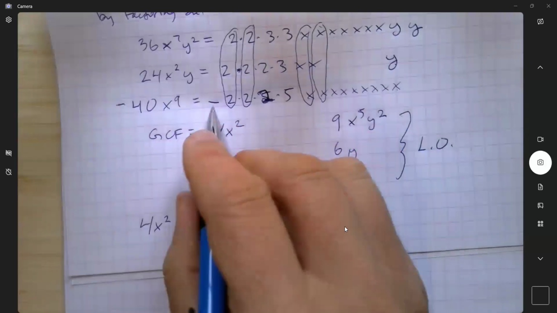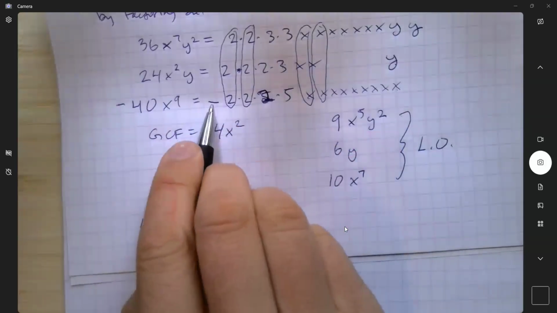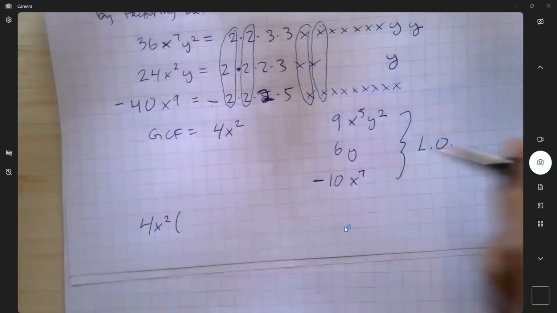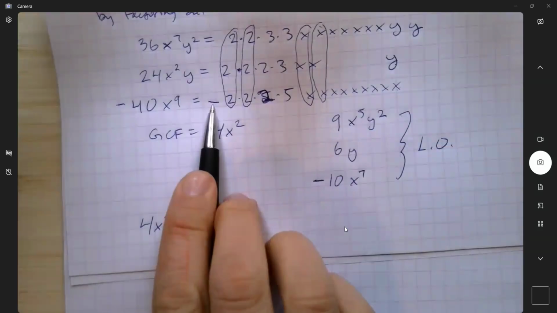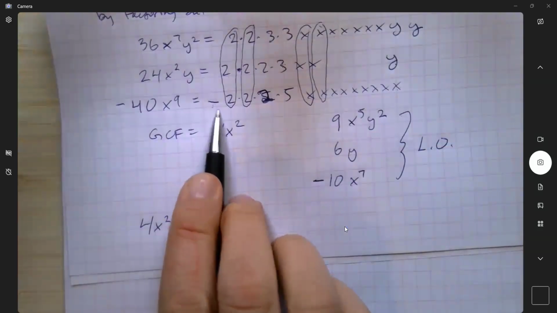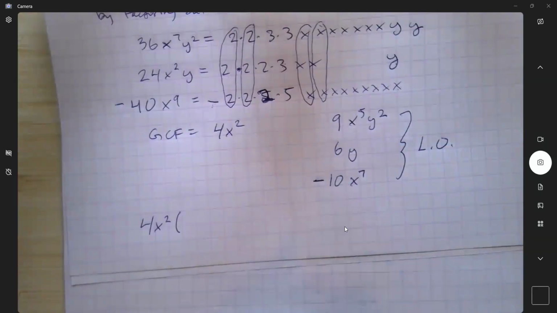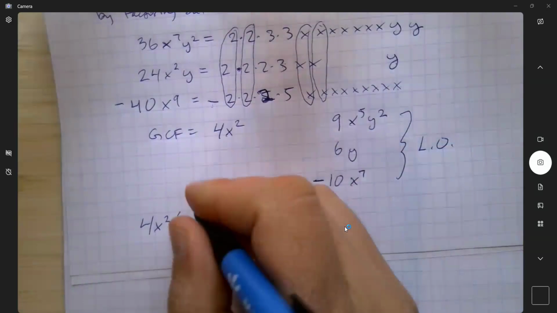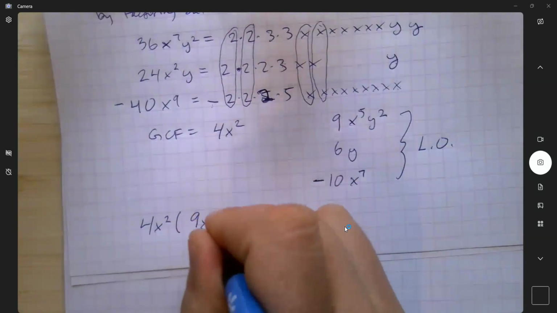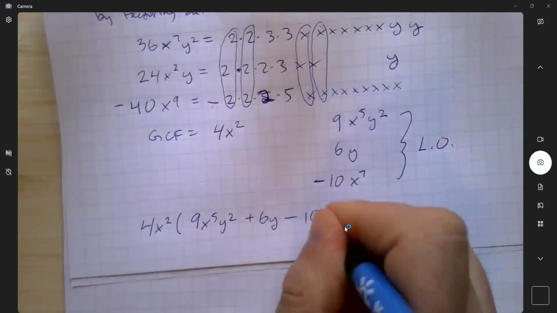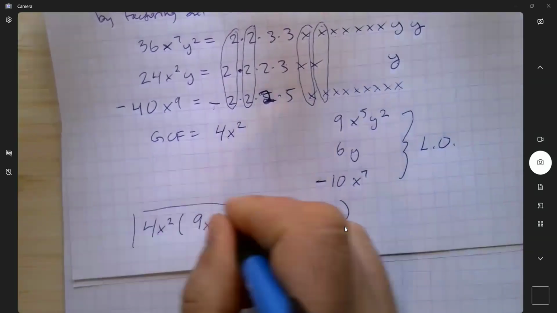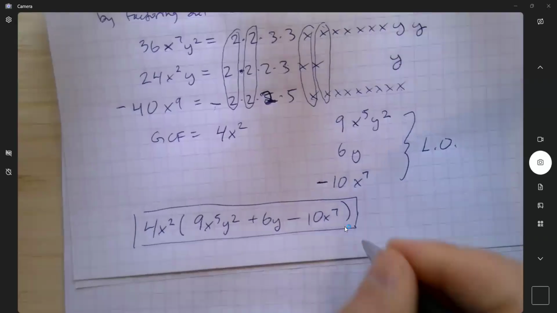Oop, there's another leftover, the negative sign. I must be getting tired. I've missed that twice now. All right, the negative sign is super important. And if you're not tired and you're looking for it, that also comes along as part of the leftovers. And so I put my leftovers in, 9x to the 5th y squared plus 6y minus 10x to the 7th. And there I've written it factored out.